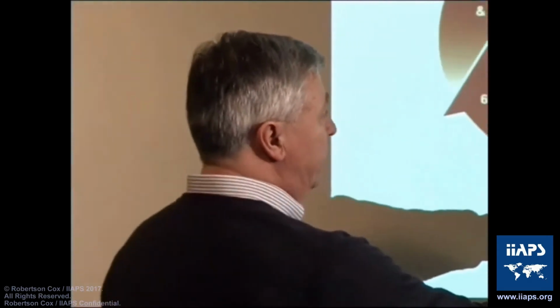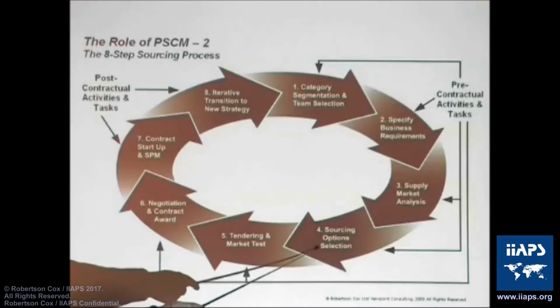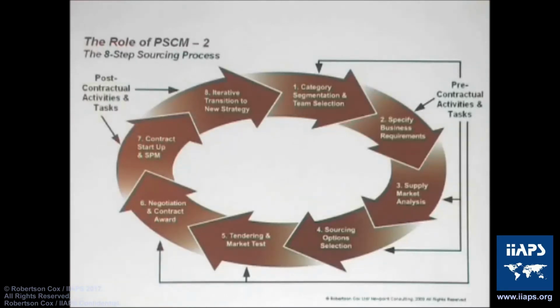Now, having understood the supply market and the supply chains within those supply markets, one of the most important stages in the process is step 4. Step 4 is sourcing options selection. And this is the area in which the buyer, having understood their internal requirements and the external market structure in which they might source their goods and services, looks at the range of strategic sourcing and tactical options available to them to get that value for money through market testing and negotiation with suppliers.